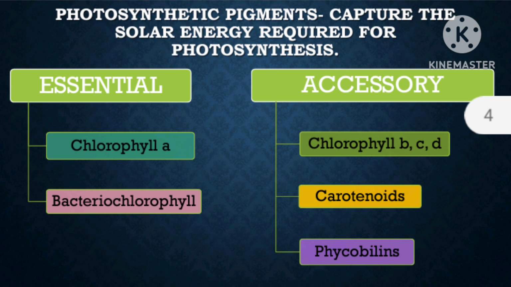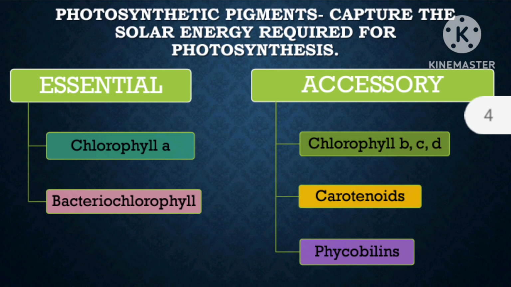Now, these pigments are of two types, essential and accessory. The essential pigments are always present in all different kinds of photosynthetic organisms. So here we can see that there are two essential pigments: chlorophyll A, which is an essential pigment in all eukaryotic photosynthetic organisms, and bacteriochlorophyll, which is an essential photosynthetic pigment in prokaryotic photosynthetic organisms.